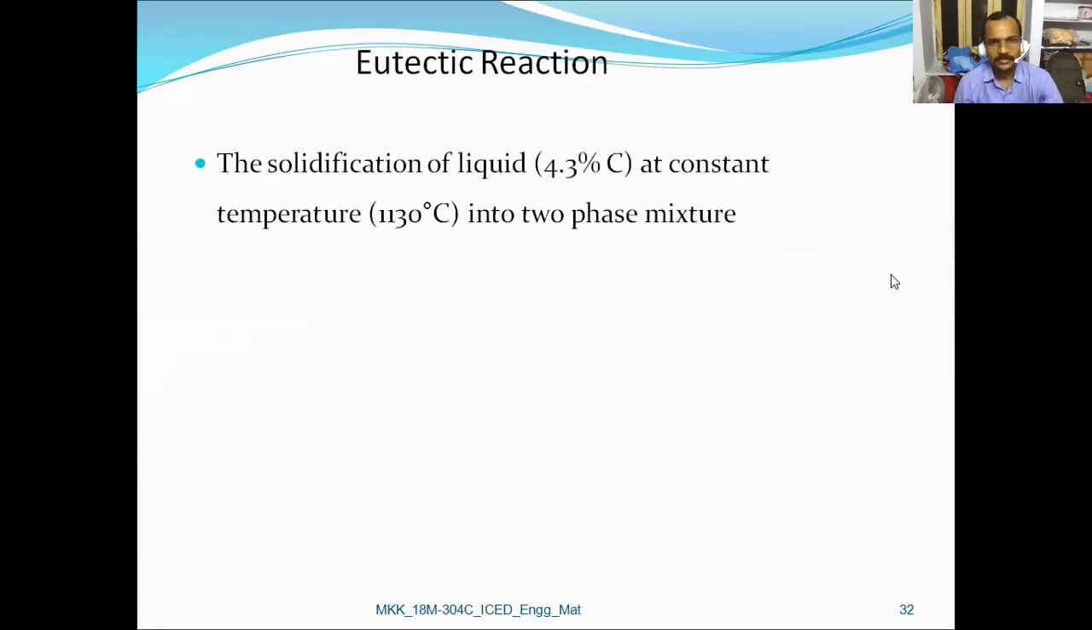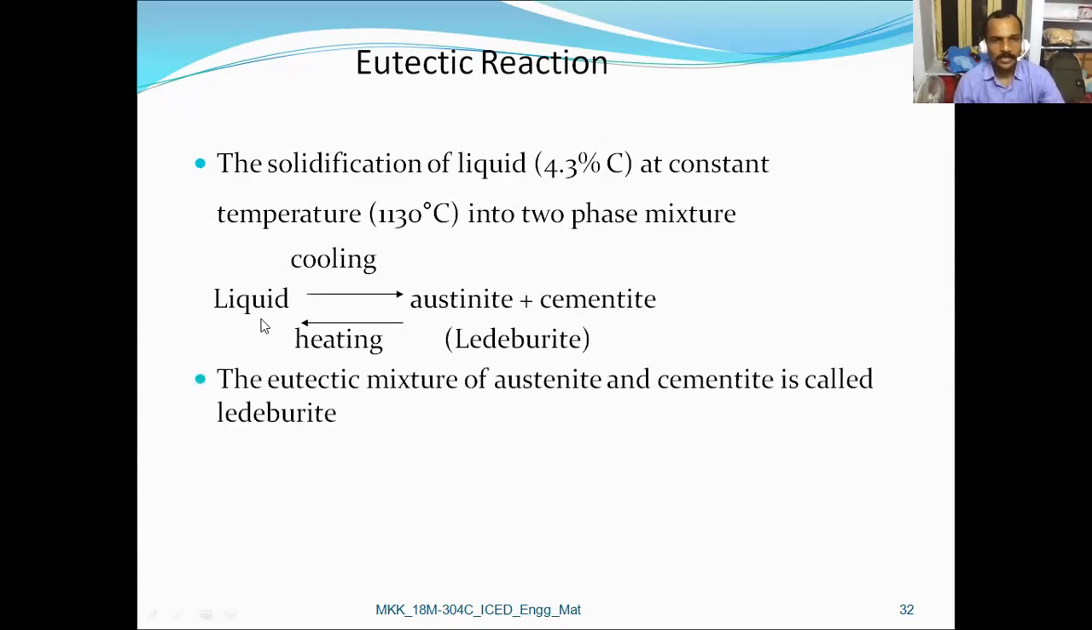Coming to the eutectic reactions. After peritectic, let us move to the eutectic reactions. The solidification of liquid with 4.3% carbon at constant temperature of 1130 degrees centigrade into a two-phase mixture. The liquid under cooling becomes austenite plus cementite, known as ledeburite. This ledeburite on heating again forms a liquid. So the eutectic mixture of austenite and cementite is called ledeburite.